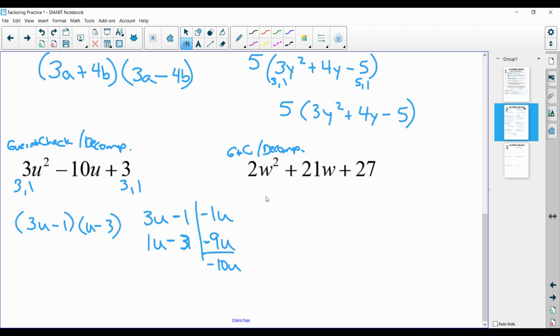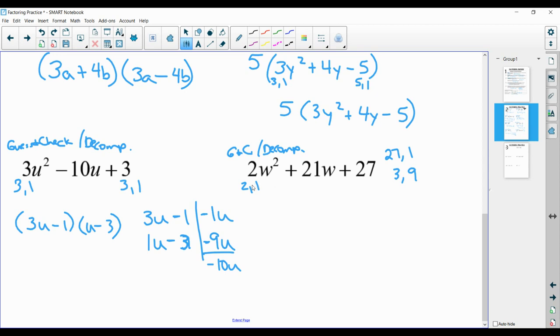All right, let's take a look at the next one. Again, I'm going to keep using guess and check. Near the end, I'll try to do a decomposition question. But 2w squared, we're looking for two numbers that multiply to be 2. And then we're looking for two numbers that multiply to be 27. Well, 27, I have a couple more options. I've got 27 and 1, and I've got 3 and 9.